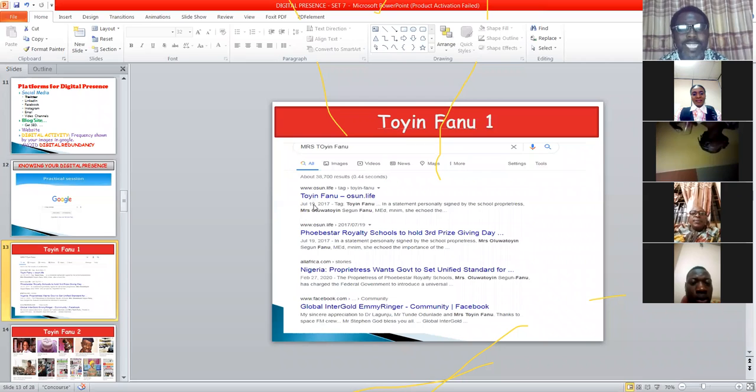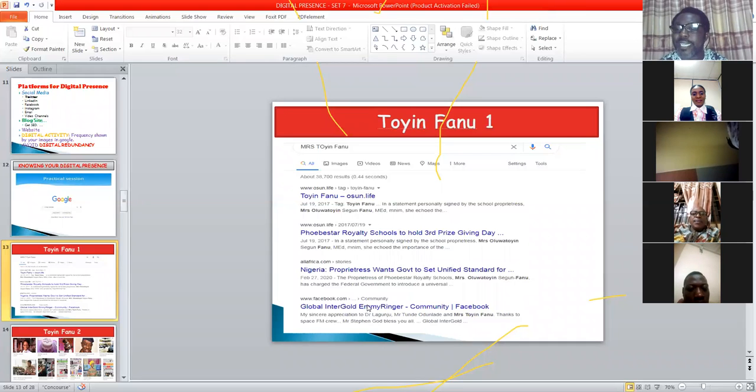So now, by the time you see, Toyi Fanu Oshun Ife. This is someone that I went to check, Phobi Star Royalty Schools. Now, you see, she's the proprietress of this school. This is one of the biggest schools in Osun State. Phobi Star Royalty Schools to hold top prize giving day. Now, I want you to see what we mean by digital presence. When I typed her name, this is the result I was getting.